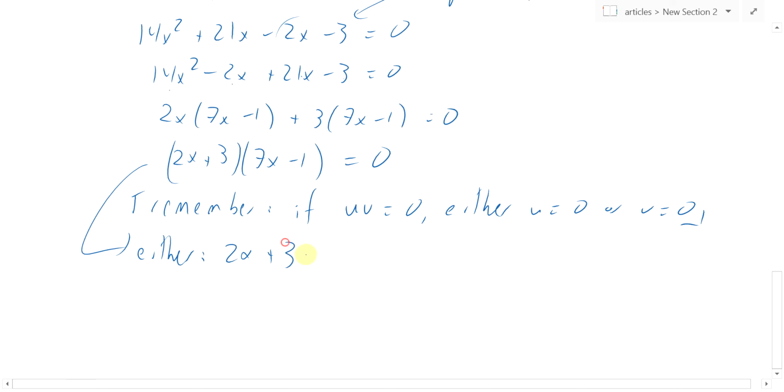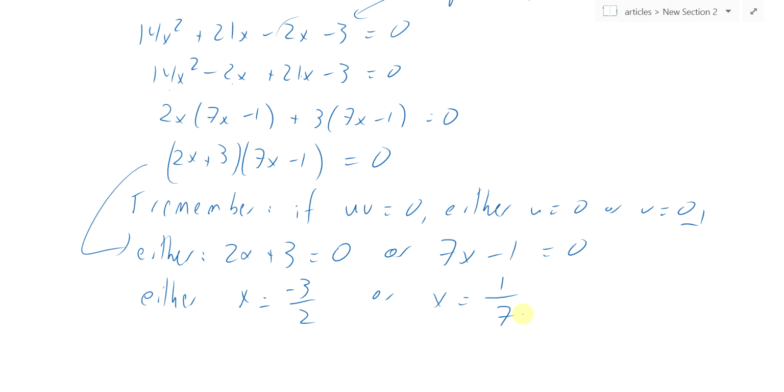So either 2x plus 3 equals 0 or 7x minus 1 equals 0. So either x equals, well, we solve this, move the minus 3 over and then divide by 2, or x equals, move the minus 1 over, then it comes over as a plus 1, and then divide by 7. And so there's our answer that we get by factoring. Great.